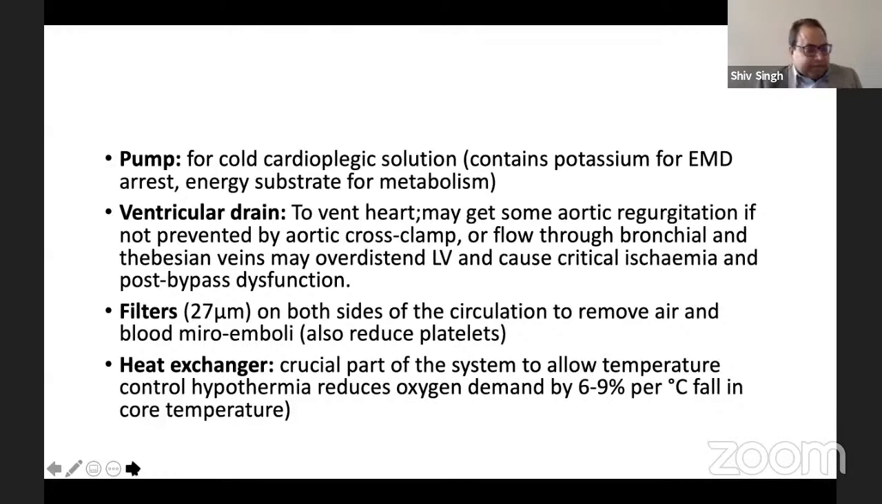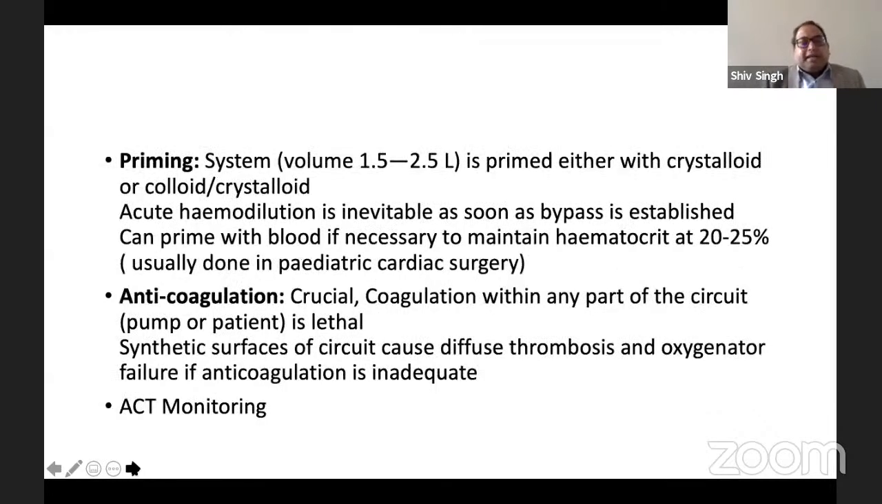So this is important. So patients are actually kept cold. And towards the end, we need to also warm them up. So it's for both cooling as well as warming.